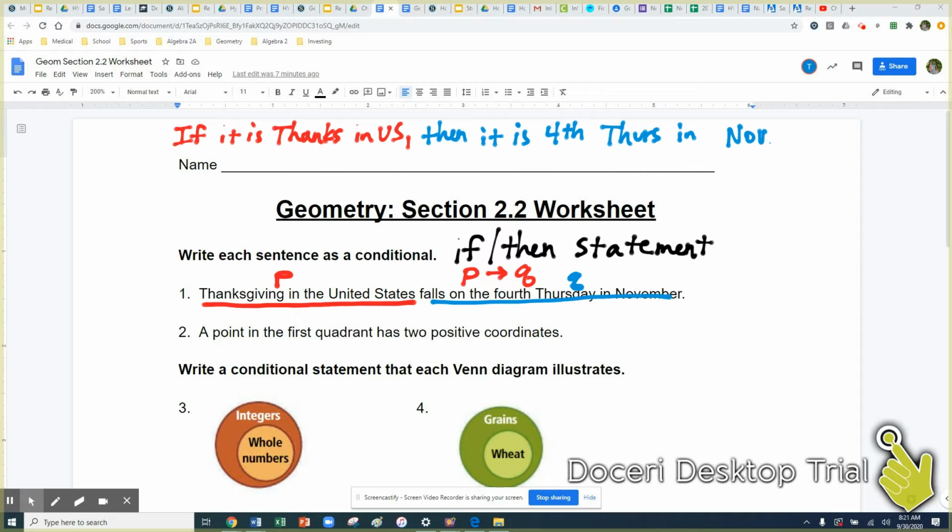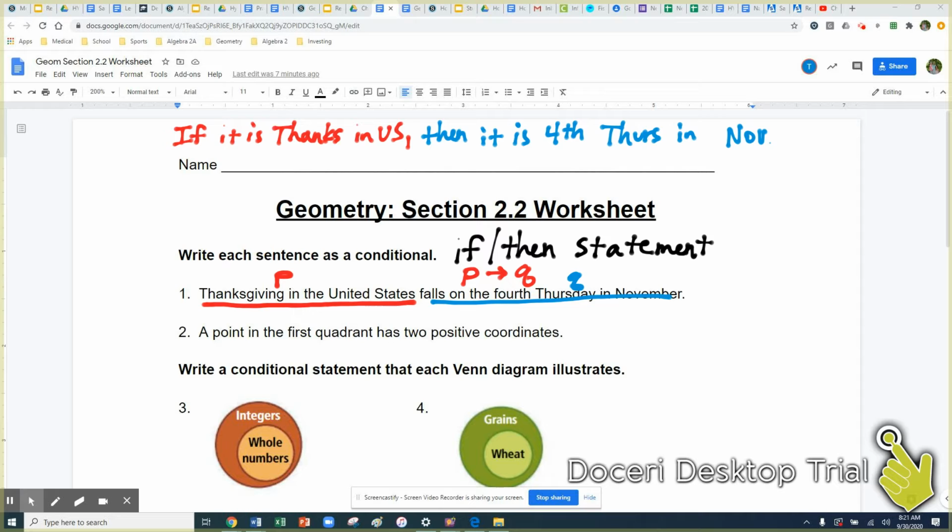Yeah. What you did there is actually a converse, which is something we're going to talk about here in a little bit. Converse is when you flip them around and check to see if they're still true. So if you did flip it around, that's fine. It's still going to be a true statement. But you've got to be careful. Sometimes the conditional, if you flip it, is not going to be true the other way.